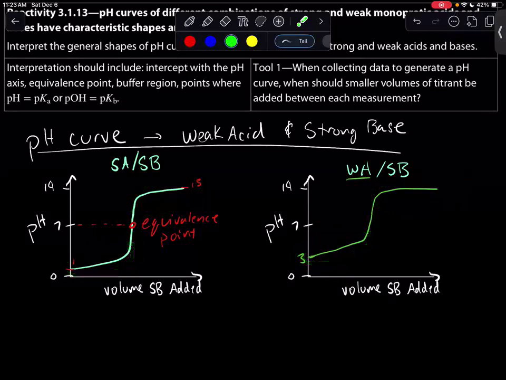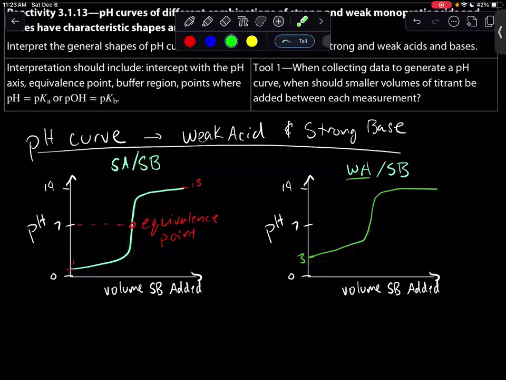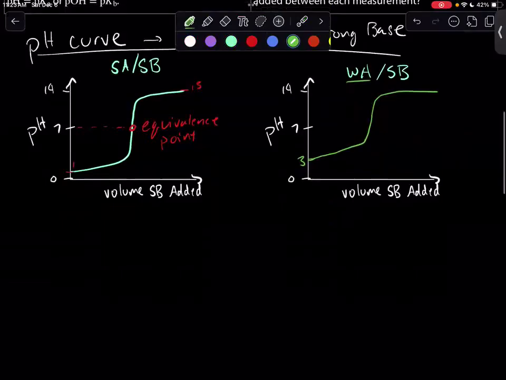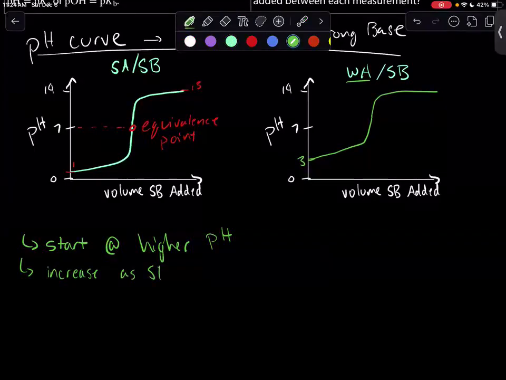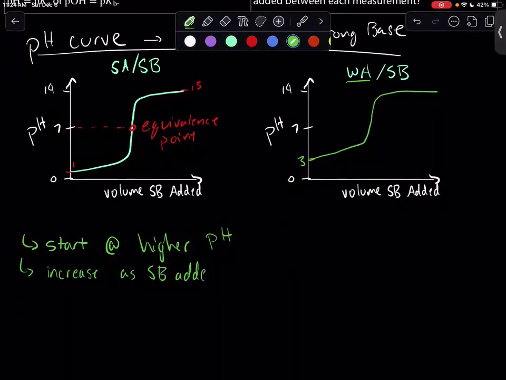For one, we're starting higher with our weak acid. So we'll start taking note of what's different. So we start at a higher pH because the pH of our weak acid is less acidic than that of our strong acid. Furthermore, we have an increase as strong base is added. That's relatively constant.